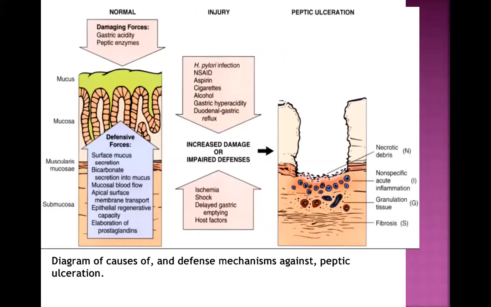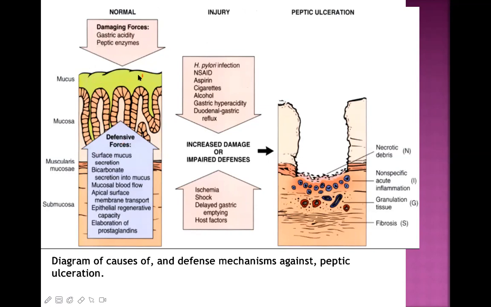So these are some of the important mechanisms. Now let's combine all the things which we have studied till now in this pathophysiology. In the pathology discussion also, you have seen this picture. Now see here, this is a normal thing. Let's talk about the normal thing first and then go to the abnormal one. Here are the damaging forces: gastric acidity and peptic enzyme, also known as pepsin. These are the damaging forces or attacking forces. On the other hand, all of these are defensive forces.